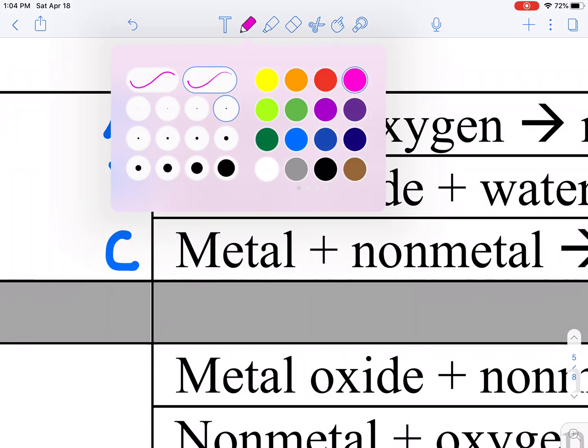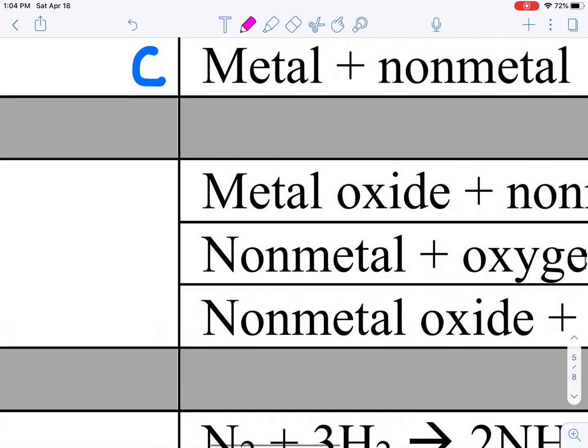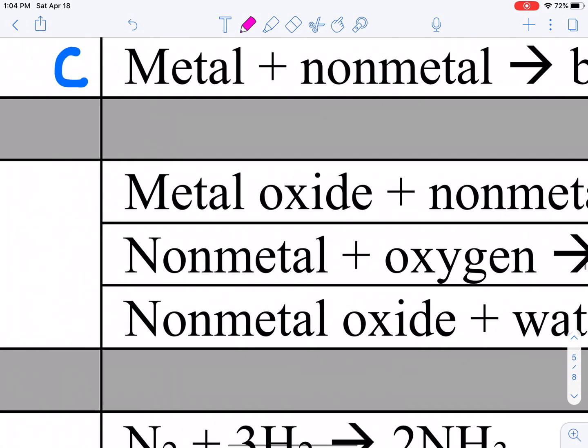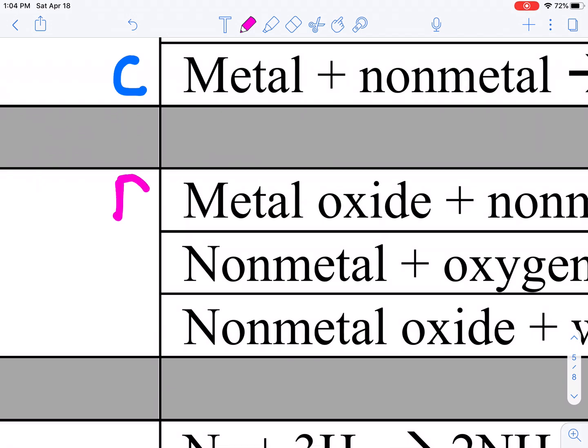I'm going to change colors here because now we're going into covalent. Metal oxide plus nonmetal oxide is going to be D. A nonmetal plus oxygen is going to be E. And a nonmetal oxide plus water is going to be F.